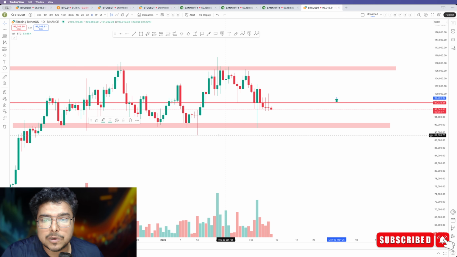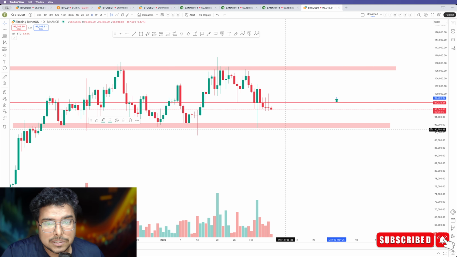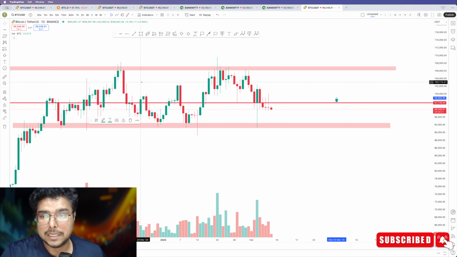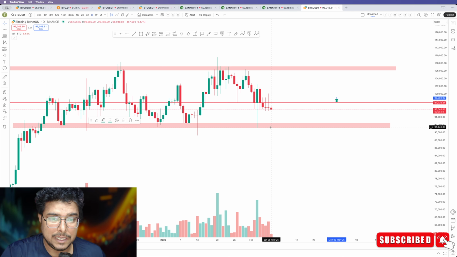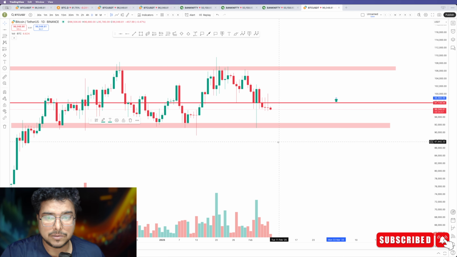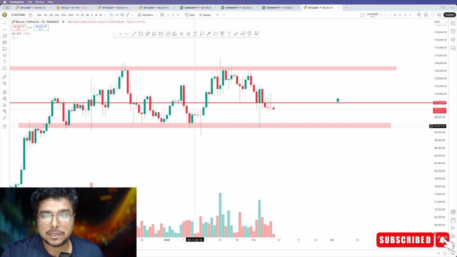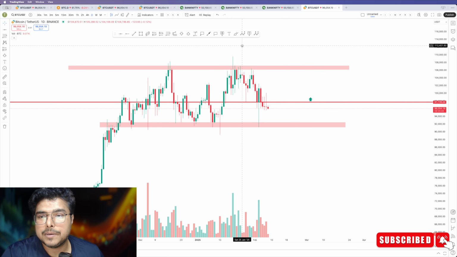For going down, it definitely has to give a closing below this range, and that to be a candle like this or like this. Then it can be a confirmation that price is going down. Okay, a closing not like this, okay, this will definitely be a trap, and then the market will again go up.